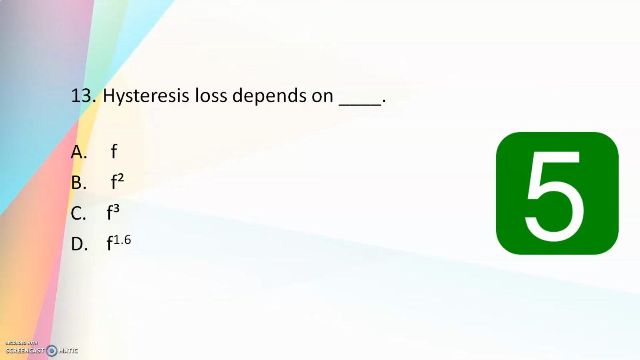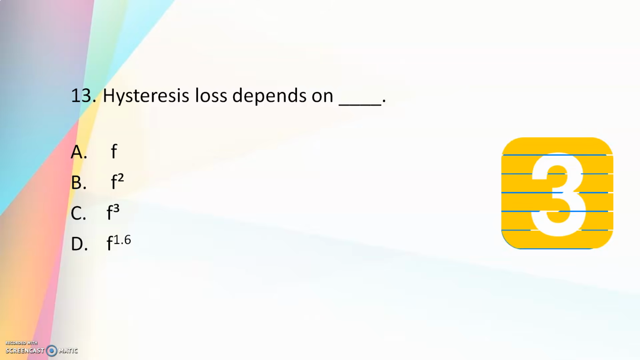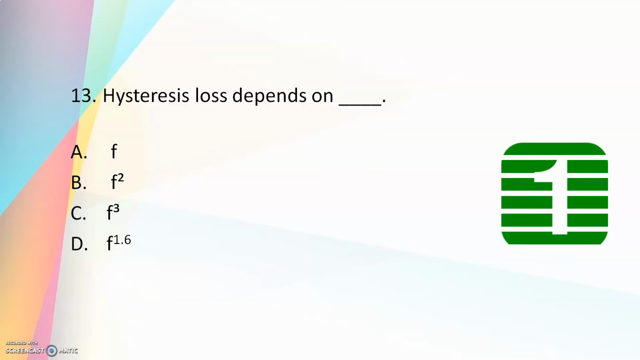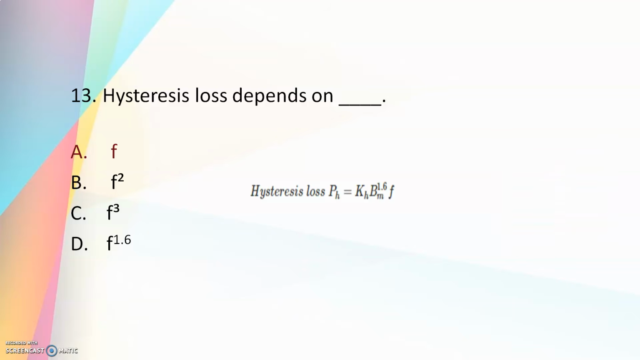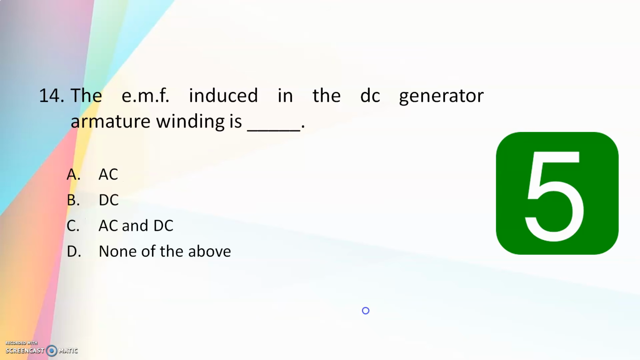Hysteresis loss depends on F, F square, F cube, F raised to 1.6, where F is the frequency. And the answer is F, because hysteresis loss is given by constant into Bm raised to 1.6 into F. So it depends on frequency F.